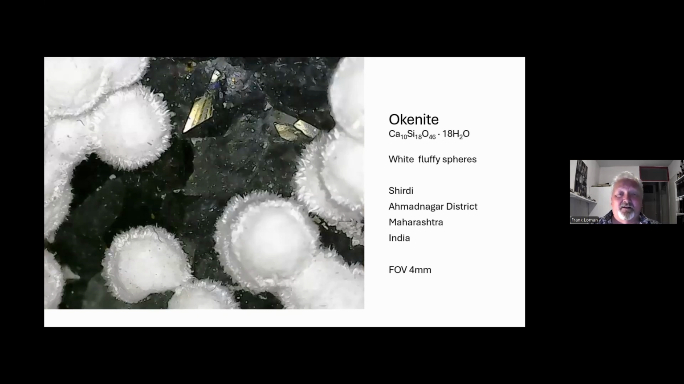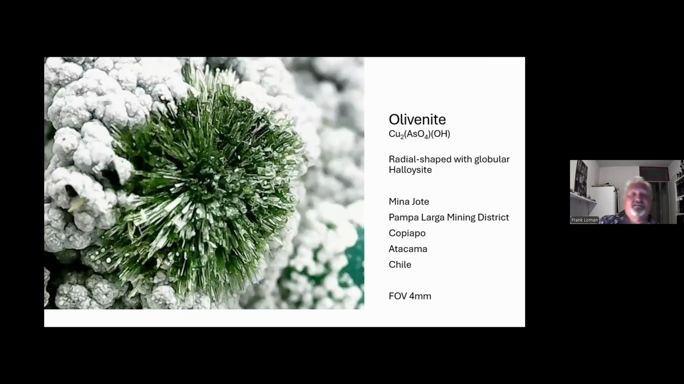And some white fluffy oakenite spheres situated on quartz crystals from Shirdi in the Maharashtra region in India. So you can see they come from all over the world. This is by far the nicest one I have, which is olivenite. It's a radial-shaped cluster with a globular, white halloysite surrounding it. And it's from the Jota mine in Atacama, Chile.